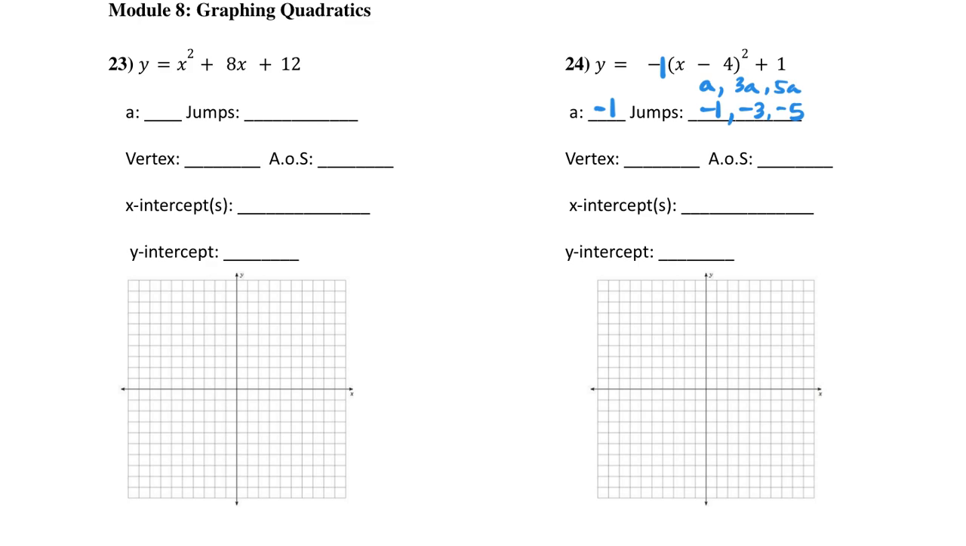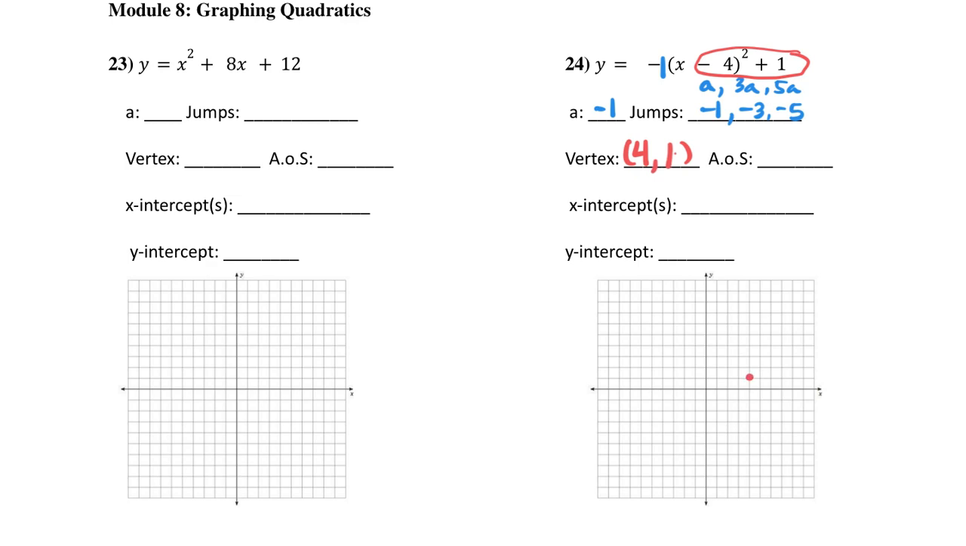Our vertex is given to us in vertex form with one difference. The x value right here, because it's inside the parentheses, is going to be opposite. So it's a -4 in our equation, which means it's a +4 for the vertex. The +1 on the outside stays +1. So let's graph that. 4, 1 is right here.